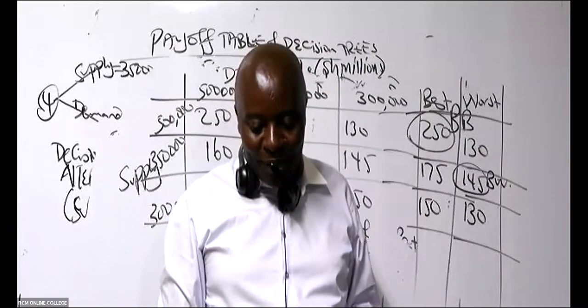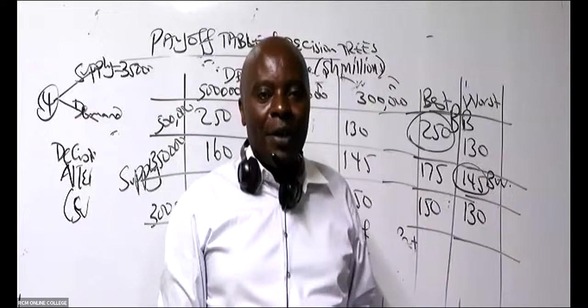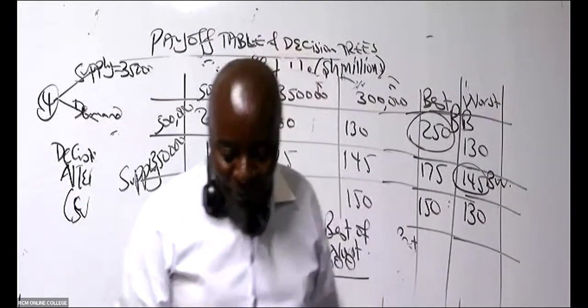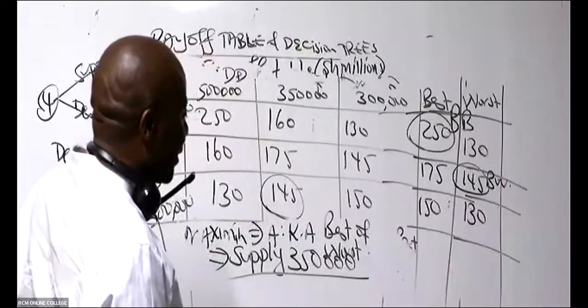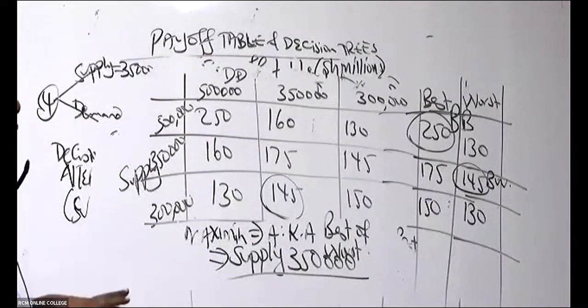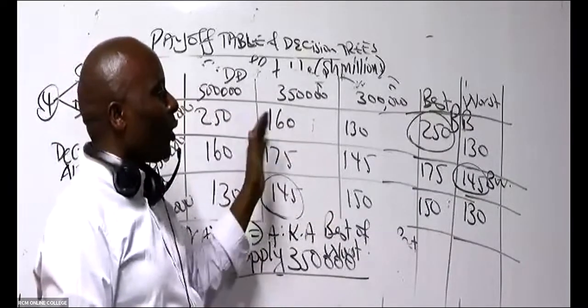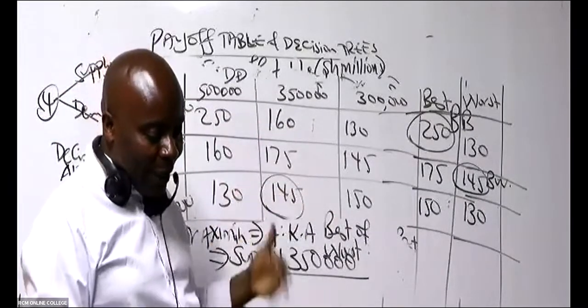Yeah, Mr. Cheng is asking a very important question. How about, in this case, minimax? Minimax will need an opportunity cost table. There is an opportunity cost or opportunity loss table that I'll be able to do in my next class.